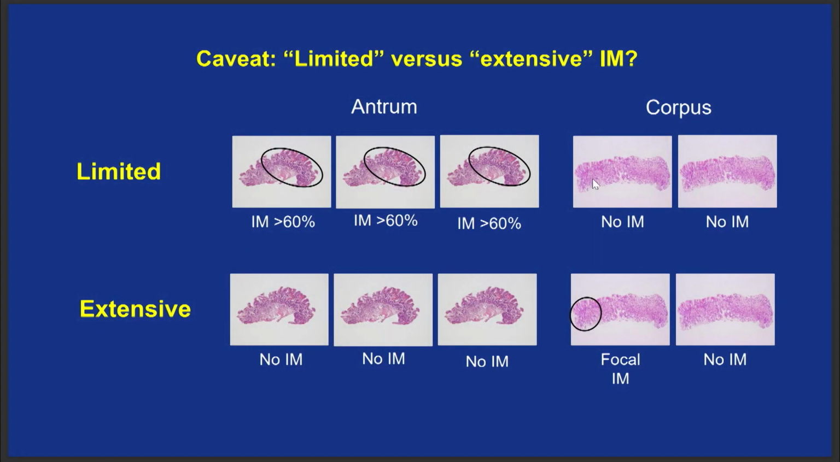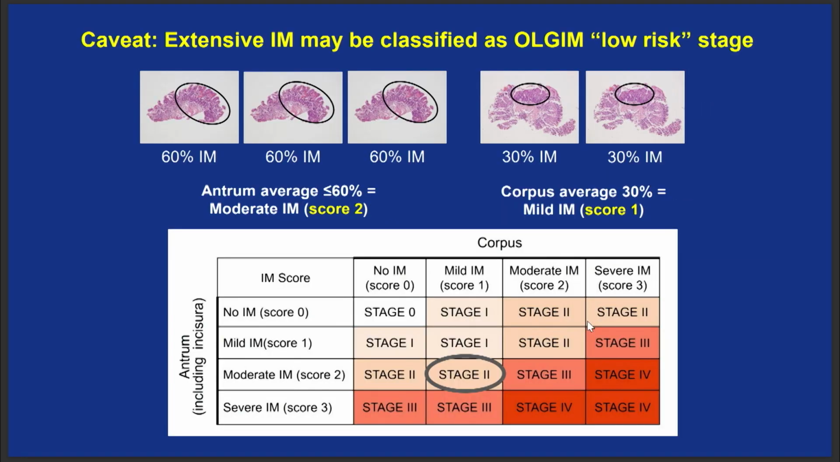So we need to think about what we call limited versus extensive. Of course, these are extreme examples, but they could happen. So this would be considered limited, individuals with all the antrum metaplastic, versus extensive, a focal area of intestinal metaplasia in the corpus.